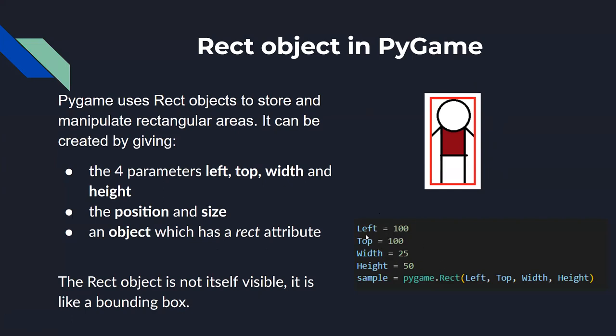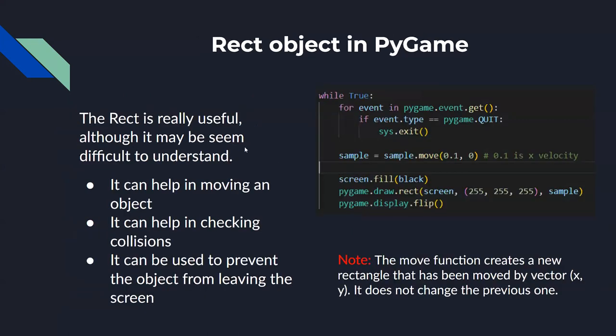Here I have defined variables left, top, width, and height. And here I am defining a rectangle object using pygame.Rect and passing the parameters. So this will be the left coordinate of the rectangle, this will be the top coordinate, and this will be the width and height of the rectangle. It may seem difficult to understand what a rect object is, but it is really useful. It can help us in moving an object. We can also use it to check collisions between two things, and to prevent any object from leaving the screen.